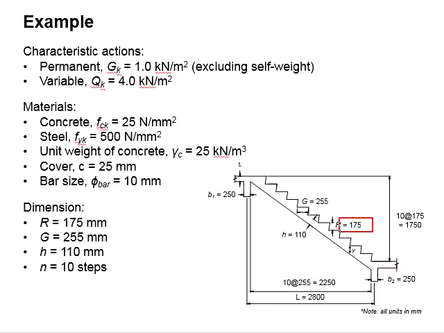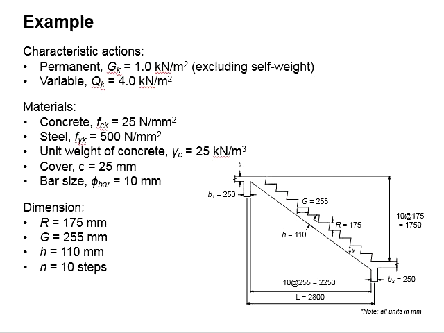The riser is 175 mm. The going is 255 mm. The thickness of the staircase is 110 mm. There are a total of 10 steps for the staircase. There will be beams in front and at the end of the staircase, and the staircase is connected to the adjacent slabs.